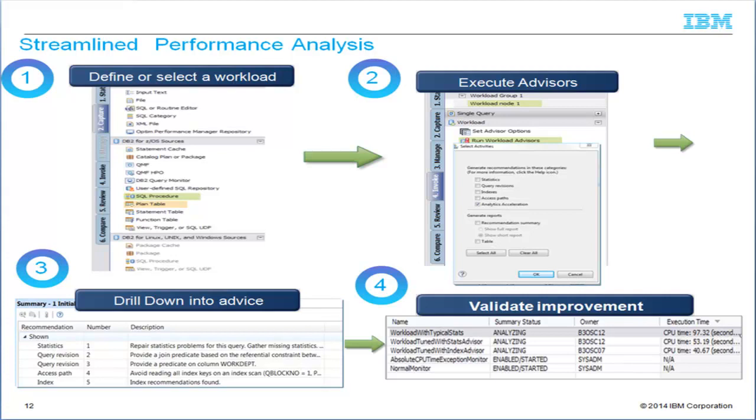After you've executed your advisors, you would then drill down into your advice. In this example below, we prioritize the advice in 1, 2, 3, 4, and 5, 1 being of the utmost priority.